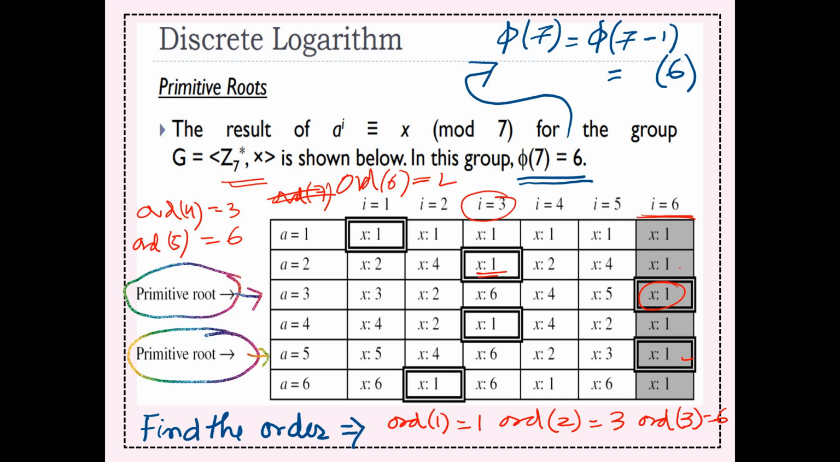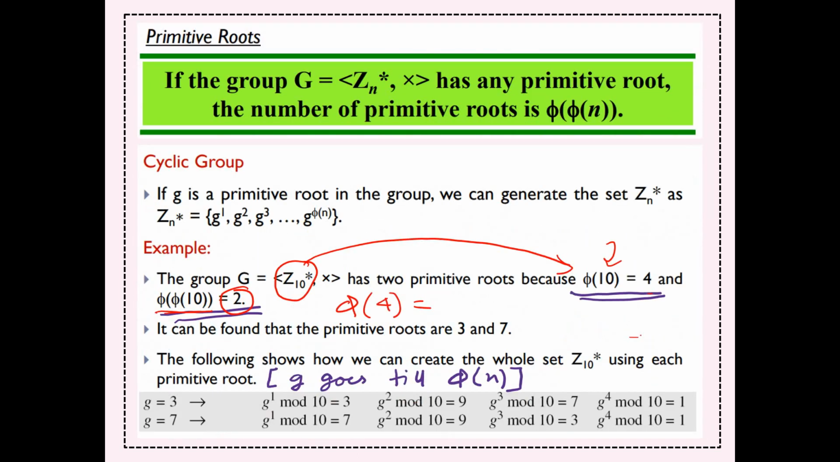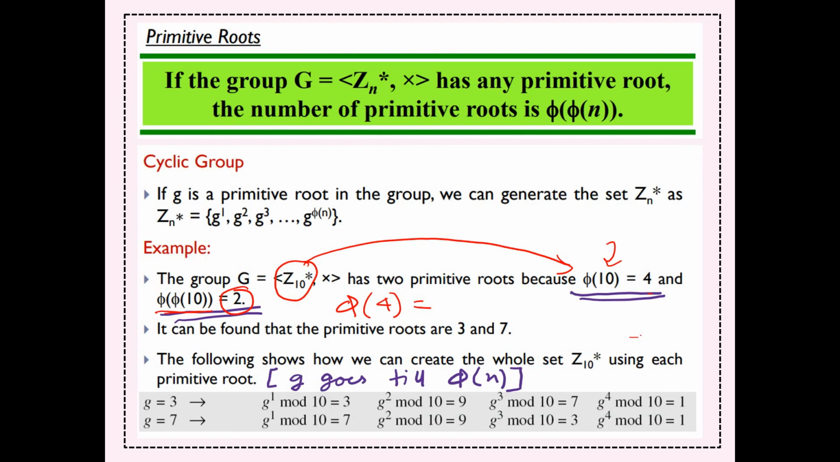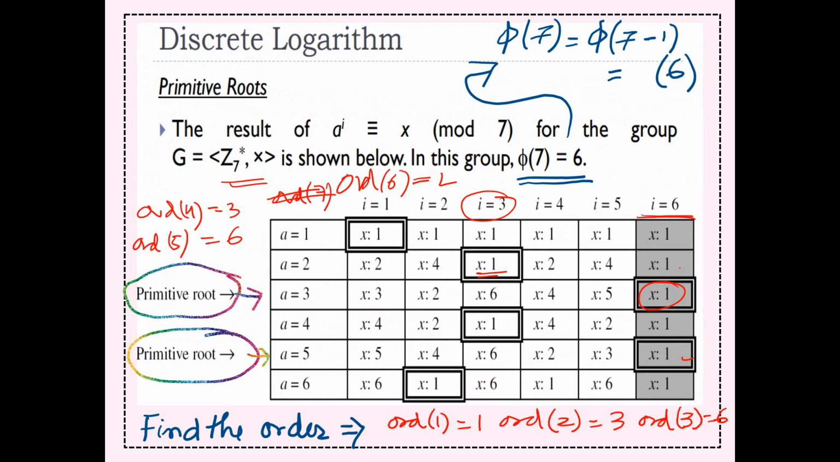Am I clear with the whole process involved with this kind of question? You have to first start with this part. You check for the particular group whether it has primitive roots or not. If yes, check how many primitive roots are present. Then follow this table, or find a similar table, and find the order of each individual element and check where the order of the element matches phi n. Those are the elements which will be considered primitive roots.